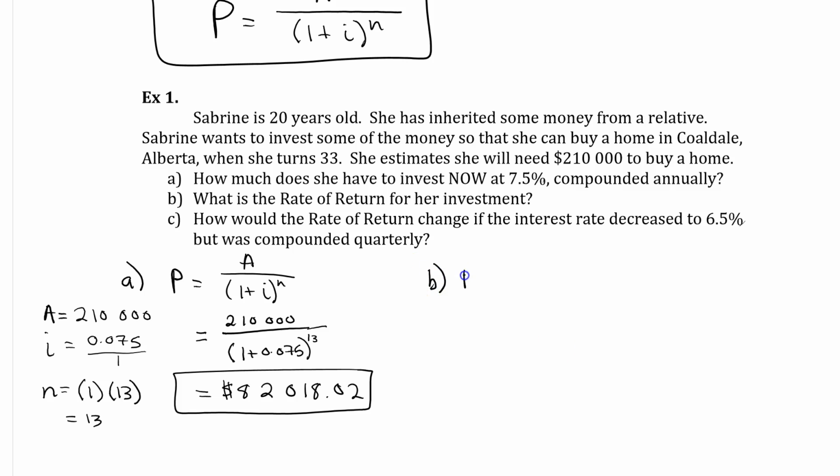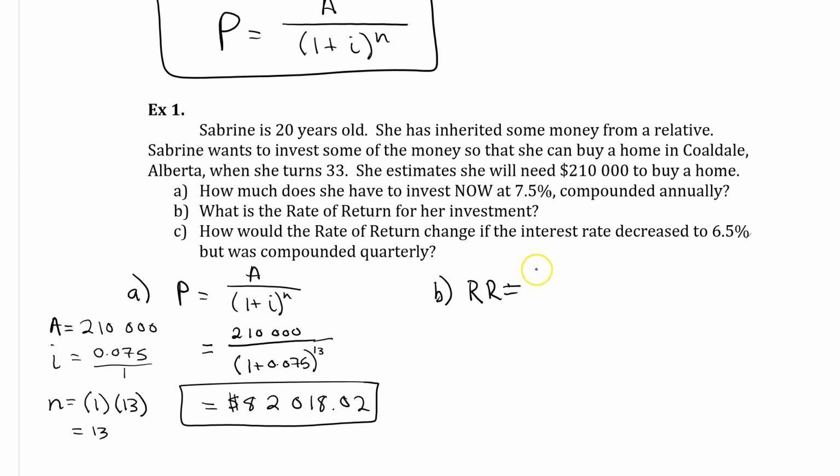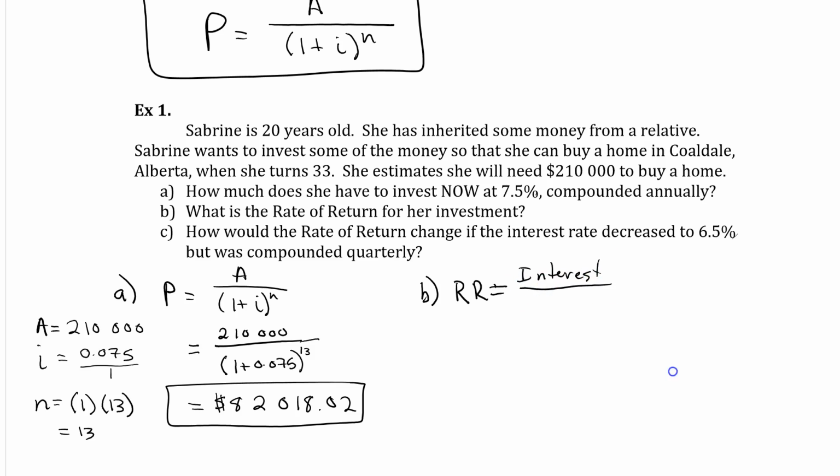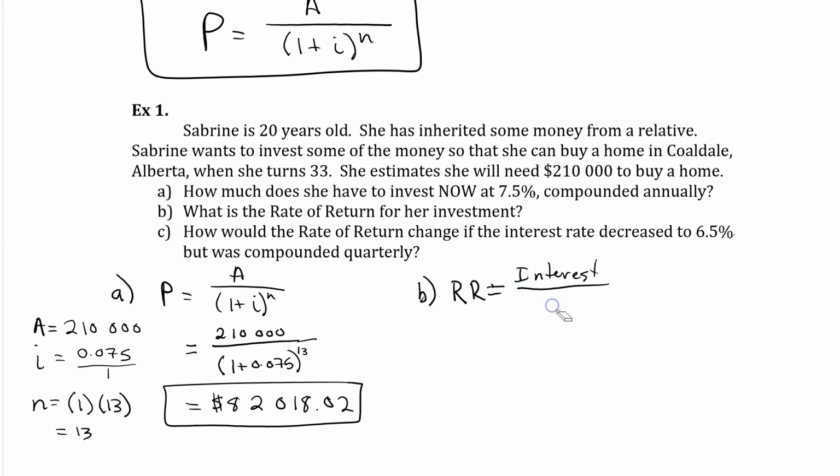B. Rate of return. If we remember, it is going to be our interest over our principal. Oh man, this thing is getting all weird on me today. Sorry about that, guys.